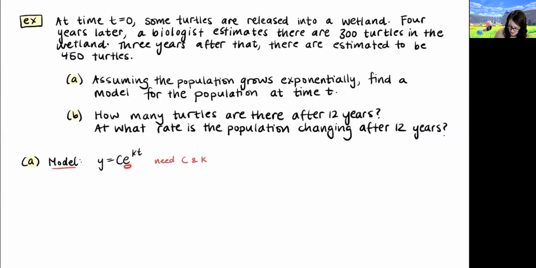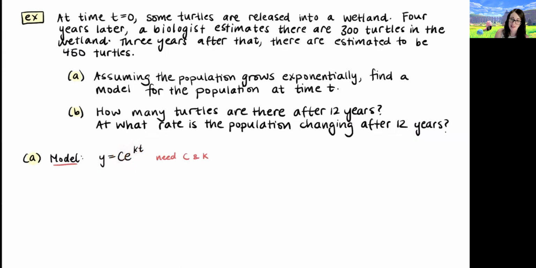Okay, e is just e and t is the input variable. So C and k are going to be numbers that we need to find. We're going to use our data points that we have here in order to determine these. Okay, so if we were to just draw a picture, we've got years here, and then we've got population on the y-axis. So this is the variable t, and this is the variable y.